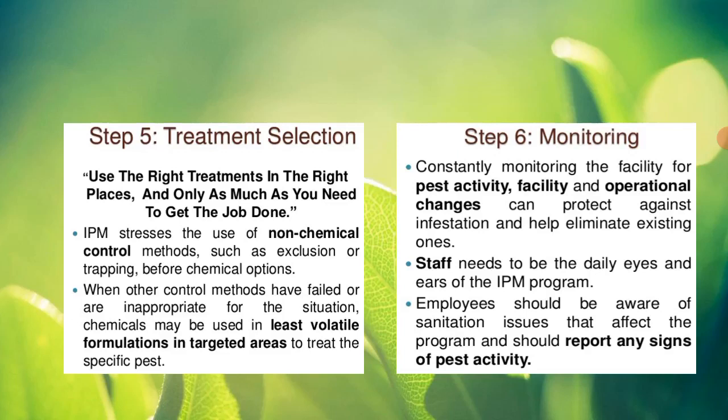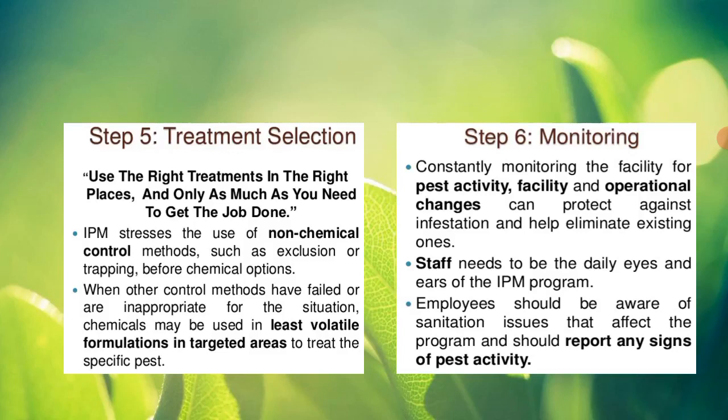Then IPM stresses the use of non-chemical control methods such as exclusion, that we studied in the last online lecture. We just have to remove those places or entry points. It is the simplest route, eliminating the presence of pathogens or pests, or trapping them before the chemical options.